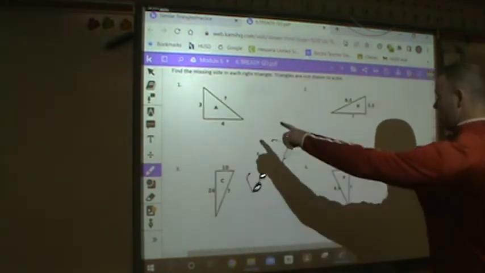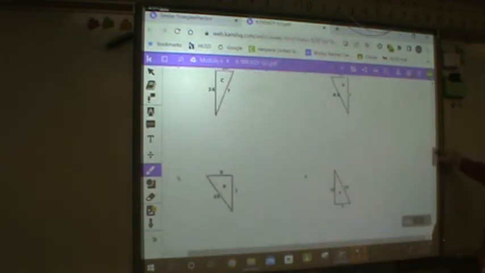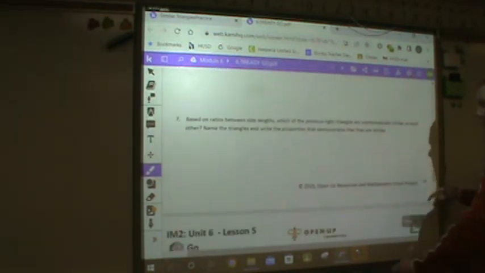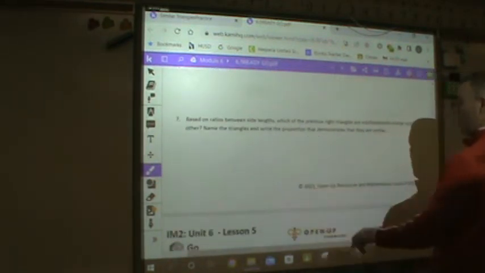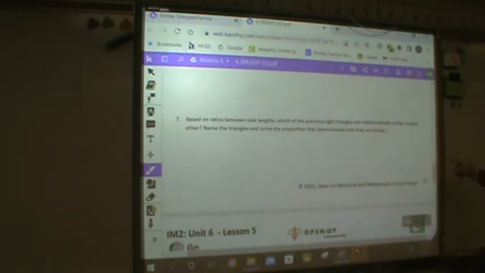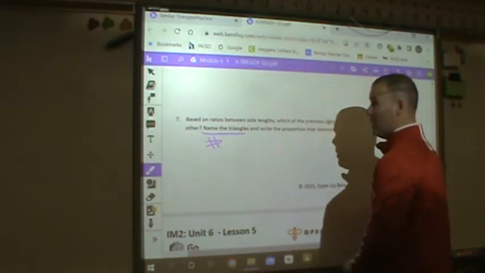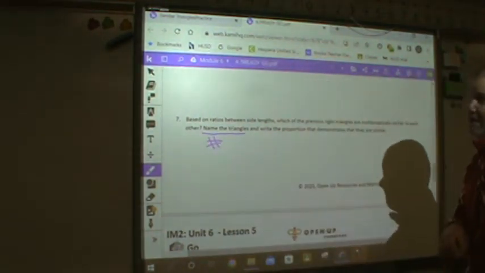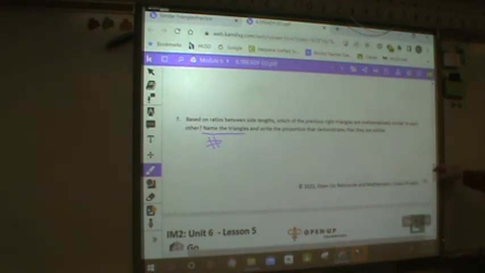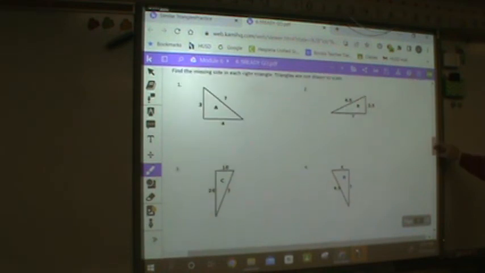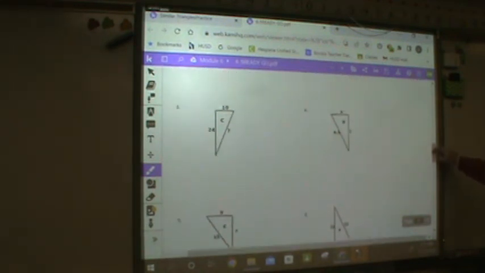Show me your work. You have 6 problems to do. If you show your work for 6 problems, this should take you less than 15 minutes. And then, based on the ratios between side lengths, which of the previous right triangles are mathematically similar to each other? Name the triangles. When you name them, just name them by number. Number 2 is similar to number 5. Number 3 is similar to number 1. Keep it simple.